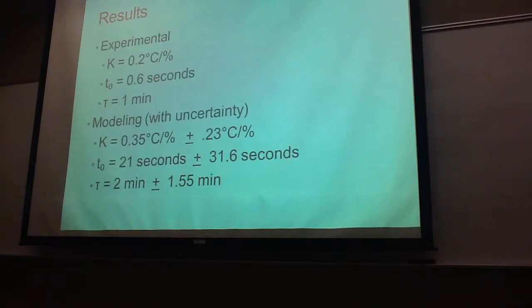Here are some results. We had a gain of 0.2 degrees Celsius per percent. As you saw earlier, a dead time of 0.6 and a time constant of 1 minute. When we ran the model, our gain was 0.35 degrees Celsius with an uncertainty of 0.23 degrees Celsius per percent. Our dead time was 21 seconds as opposed to 0.6 seconds, which is an uncertainty of 31.6, and a time constant of 2 minutes, which was double our experimental time constant, with an uncertainty of 1.55 minutes.